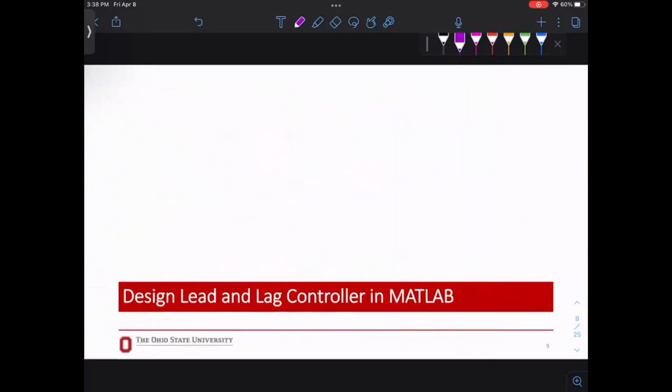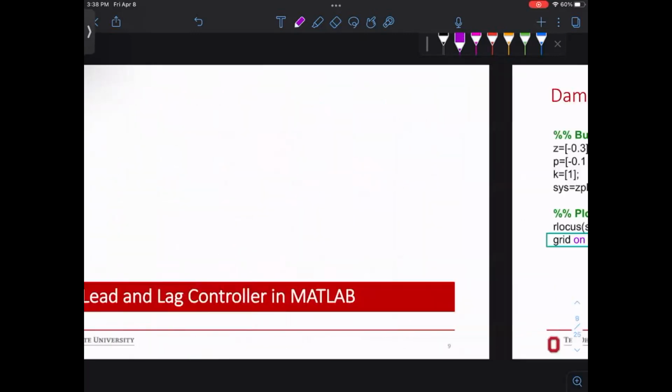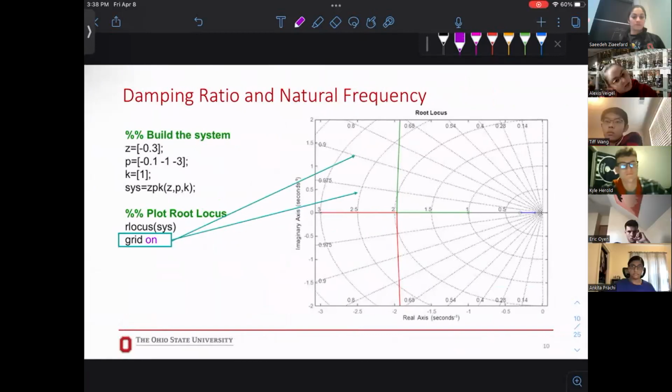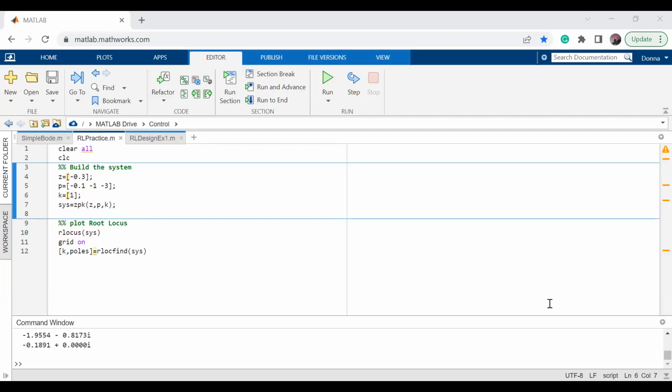All right. So now you can switch to MATLAB. I'm going to also switch to MATLAB. You can use your lecture slides, but I already coded all of them.